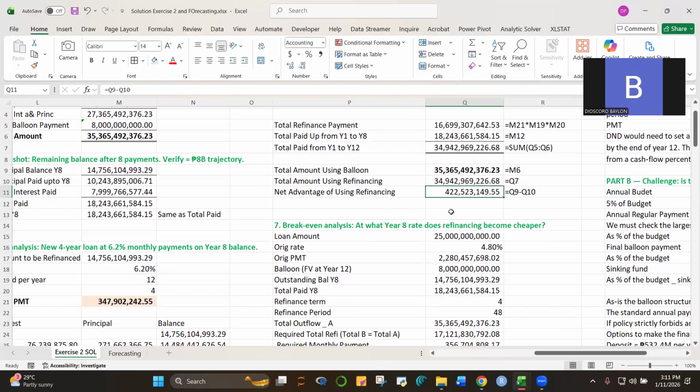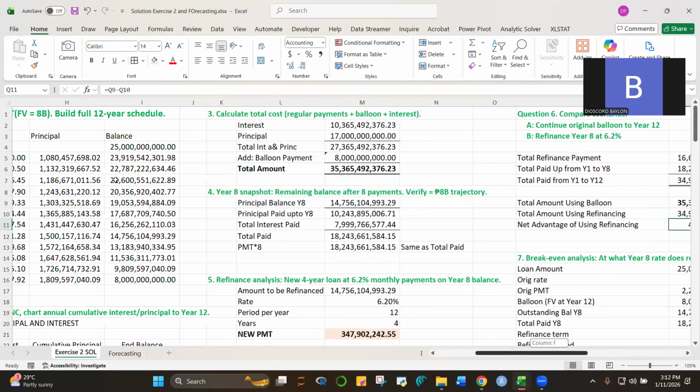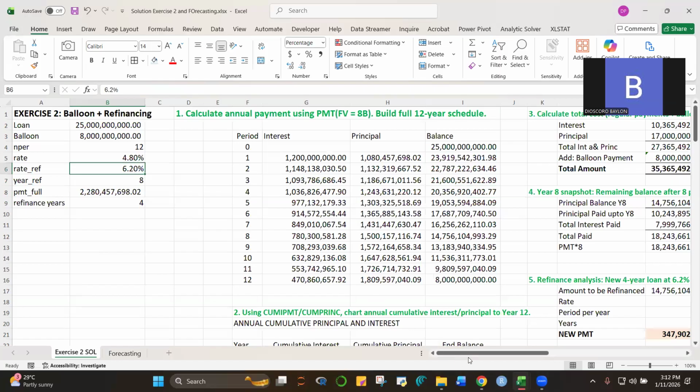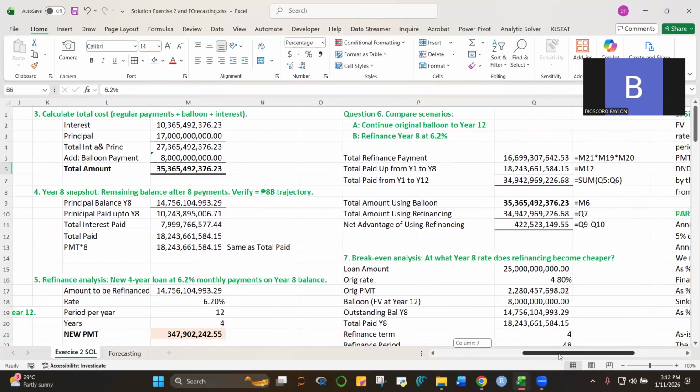Question number 7 asks us, what is the break-even analysis? What do we mean by this? We know that at 6.2%, it's better to refinance. Now, what is the highest refinancing rate so that we will be indifferent between option A or option B?